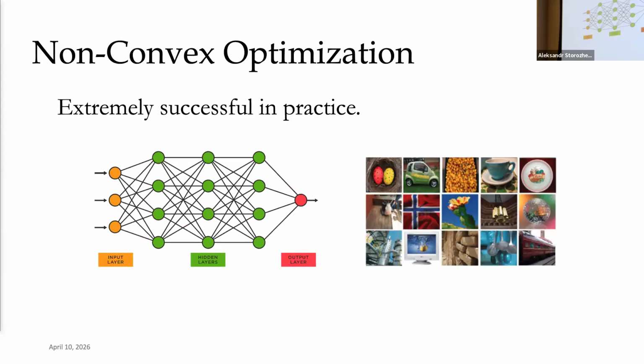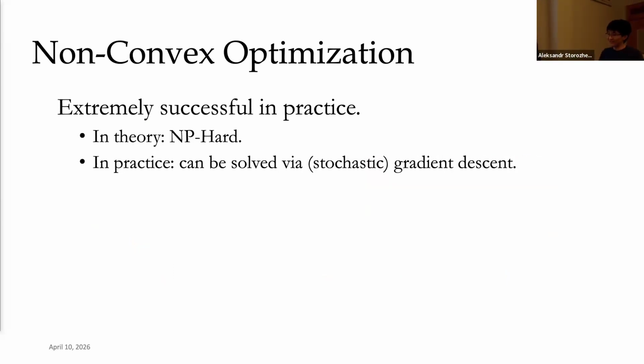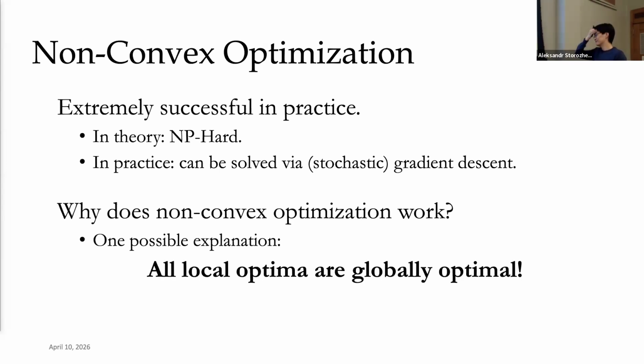All right, and now let me introduce you to the second pillar of the talk, which is non-convex optimization. Neural nets are extremely successful in practice. But there's this gap between the NP-hardness, in theory, non-convex optimization can capture NP-hard problems, but in practice, people will just run gradient descent on it. It doesn't really seem to be a problem that much, right? So one question you can ask is how to explain this gap, right?